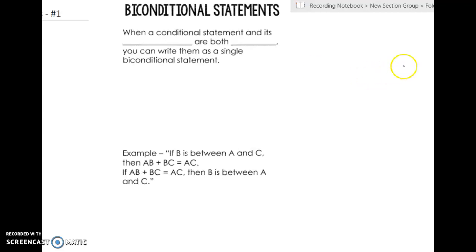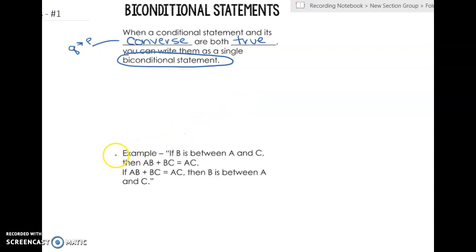So a biconditional statement is when a conditional statement and its converse are both true, then we can write the two together as a biconditional statement. But we have to have both the conditional statement and the converse to be true in order to write it as a biconditional statement. And remember, the converse of a statement is if Q, then P, so we're flipping the hypothesis and the conclusion of the conditional statement.